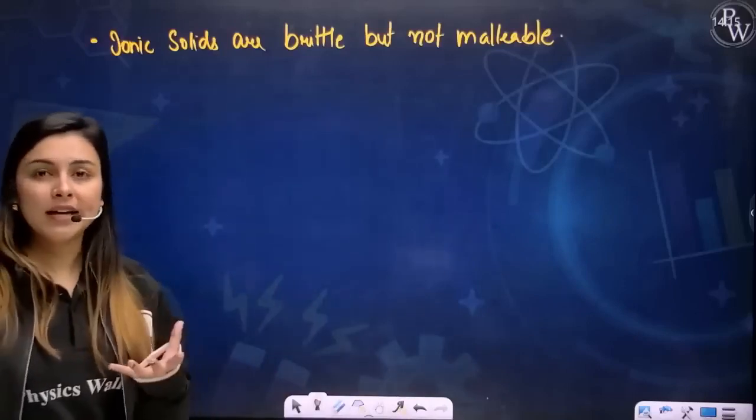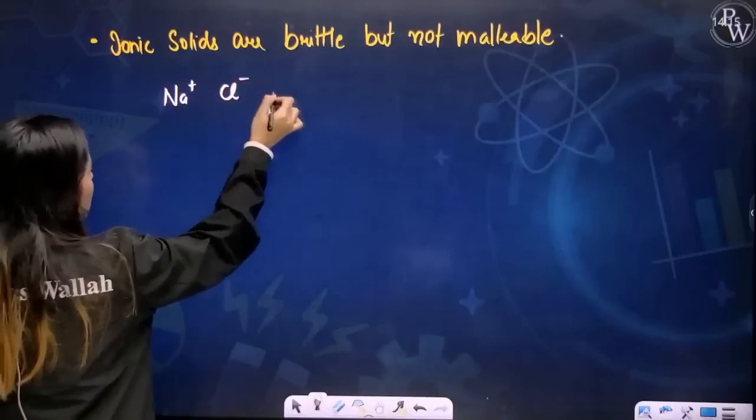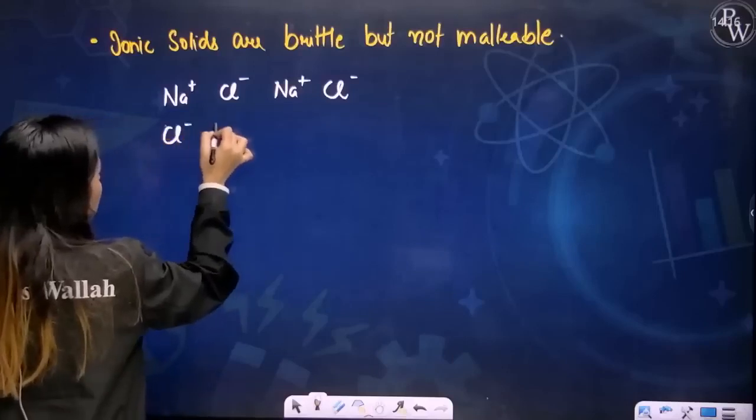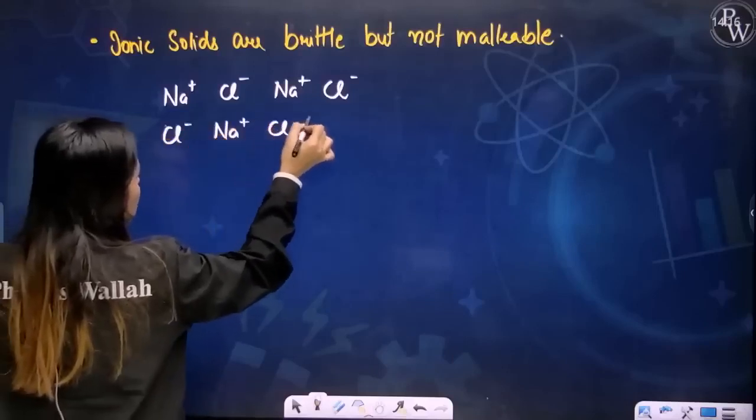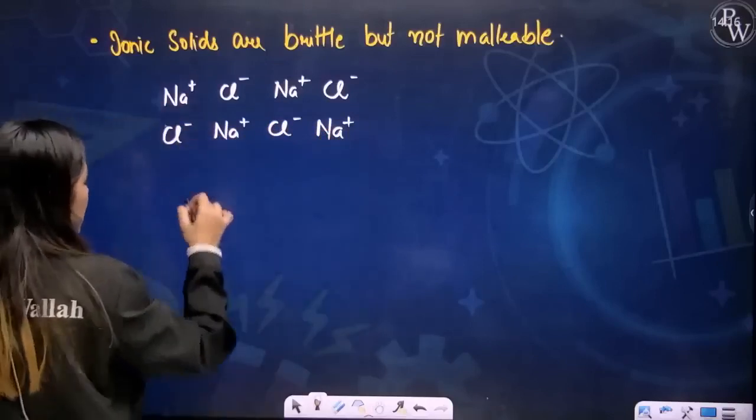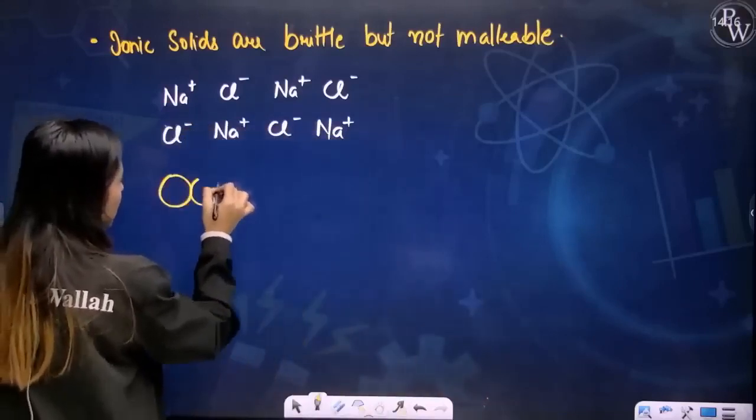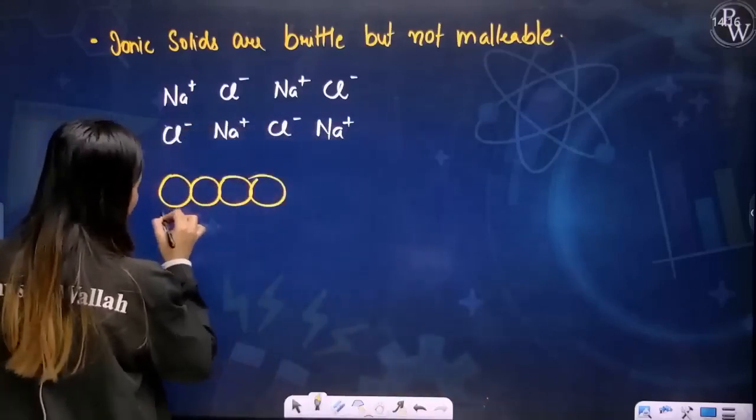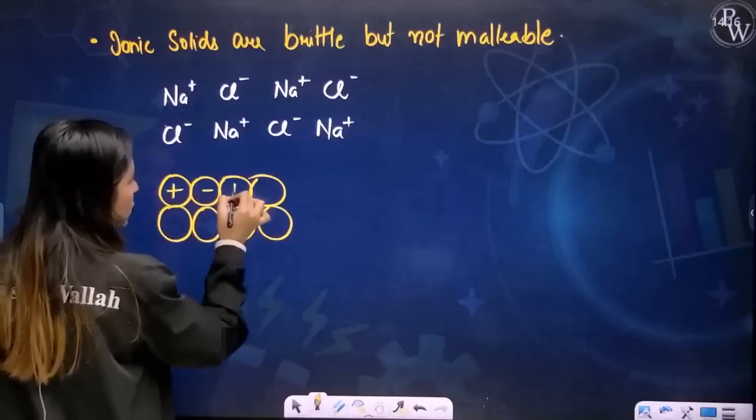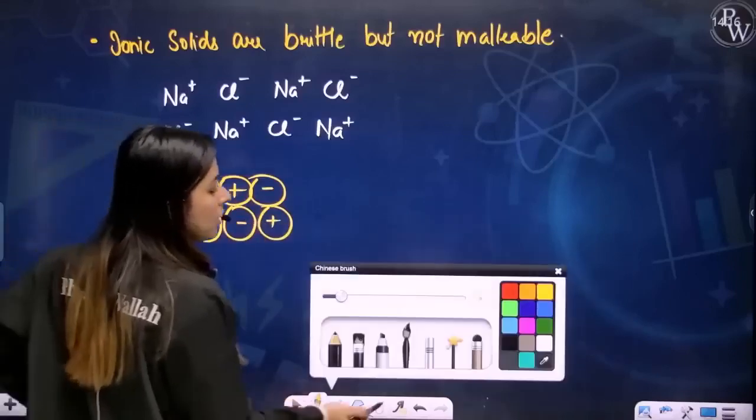Let's say you have Na+, then Cl- here, then Na+ here, then Cl- here, then Cl- here, Na+ here, Cl-, Na+. This is how ionic solids exist, and this is the interaction between them. To explain this, you have a positive charge here, negative here, positive here, negative here, negative here, positive here, negative here, and positive here. This is an ionic solid.